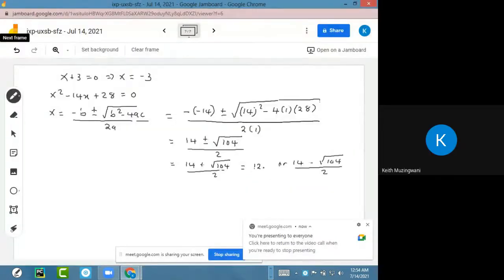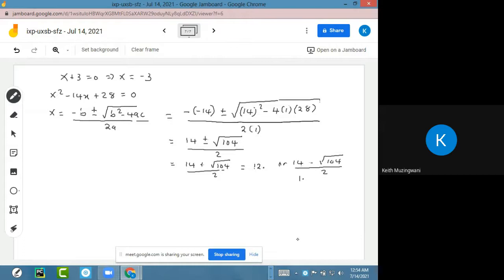So we have 14 minus 10 point something, which will be 3 point something, divided by 2. So this number will be 1 point something, of course bigger than 1.5. We just wanted to know the whole numbers attached to these. So we have 12 point something and also 1 point something. So from these two, we've gotten those.